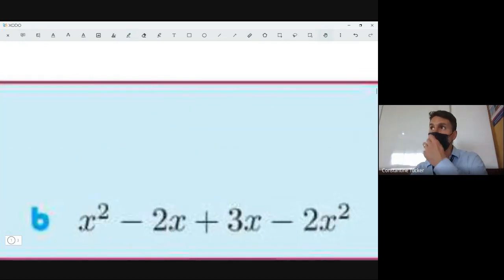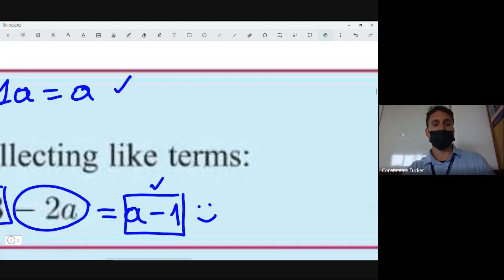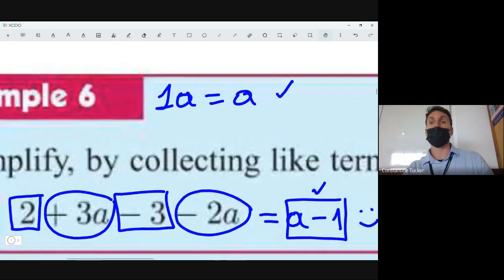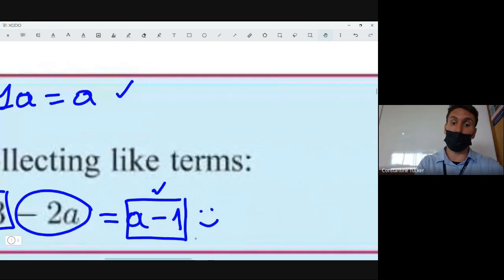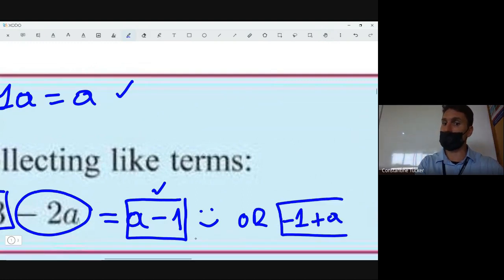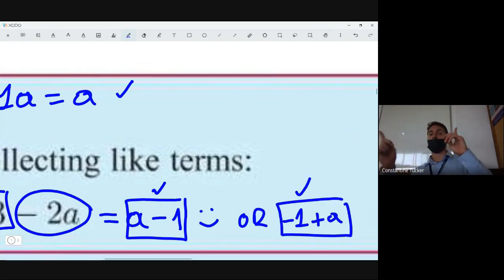This is for the really, really strong players. You could do minus 1 plus a. Absolutely. Well done. Well spotted. You could say minus 1 plus a. This is exactly the same thing. Because a plus minus 1 is the same thing. It's like saying 2 plus 3 or 3 plus 2. Same thing.